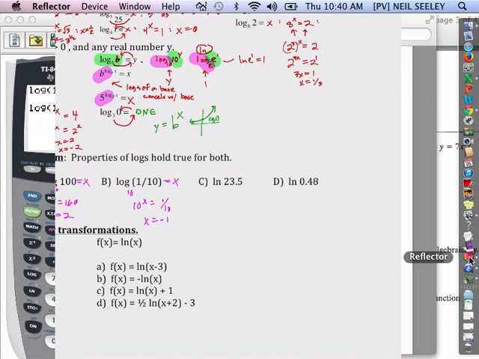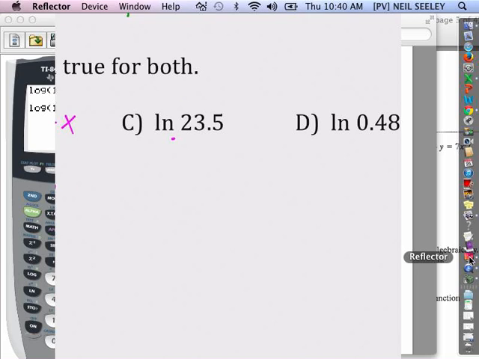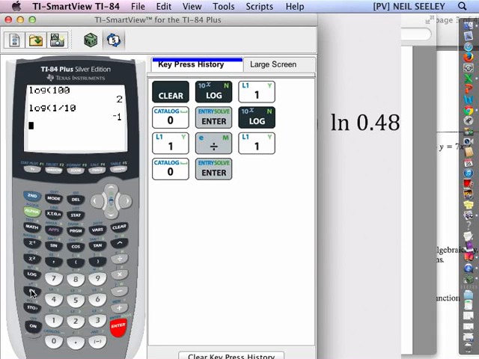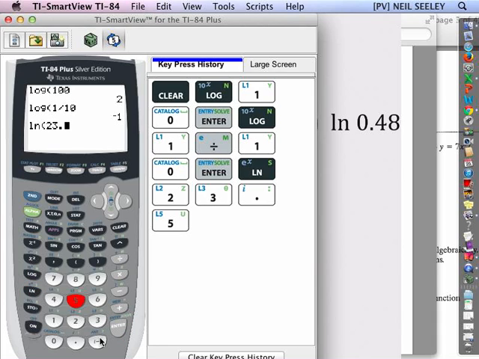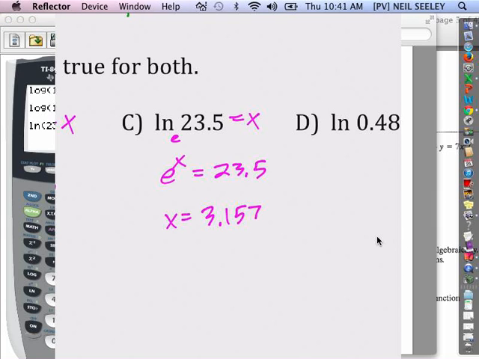Now, natural log is base e. So if I'm going to evaluate these by hand, I'm saying e to the x equals 23.5. Well, now I can't really do it by hand as well. I don't know e to what power is going to give me 23.5. So really, when you go natural log, you've got to use the calculator. So we're going to look at natural log of 23.5, which is, just like you'd think on your calculator, ln of 23.5. That's it. And we get 3.157-ish, and some change. So that's it. That's what we do for the calculator.